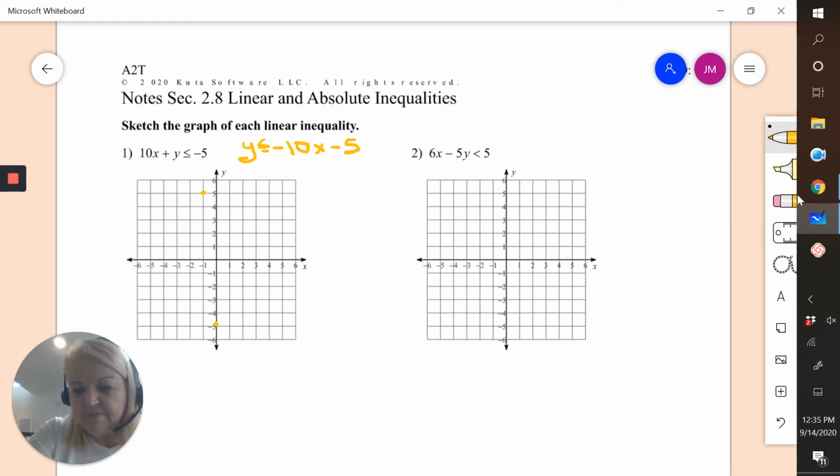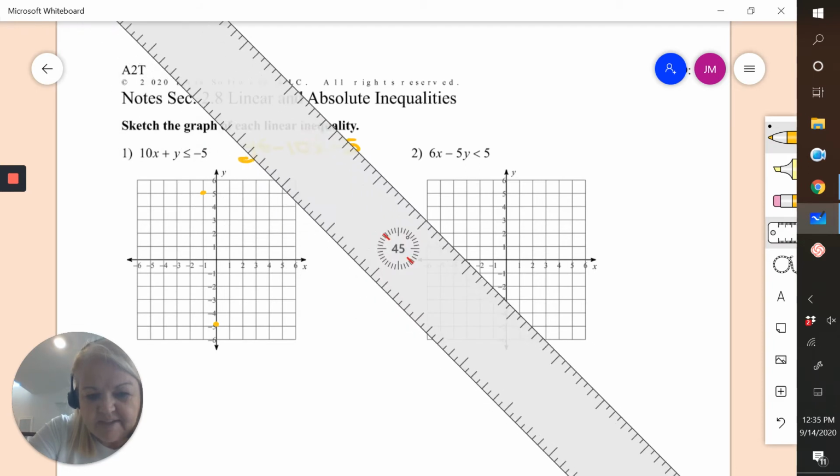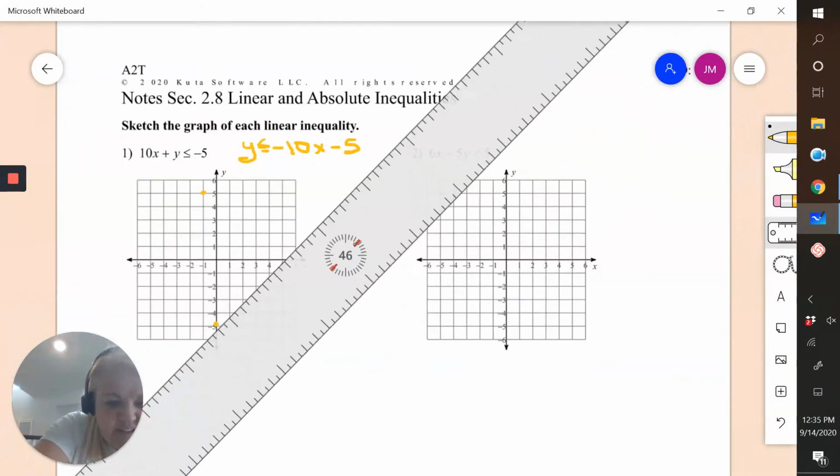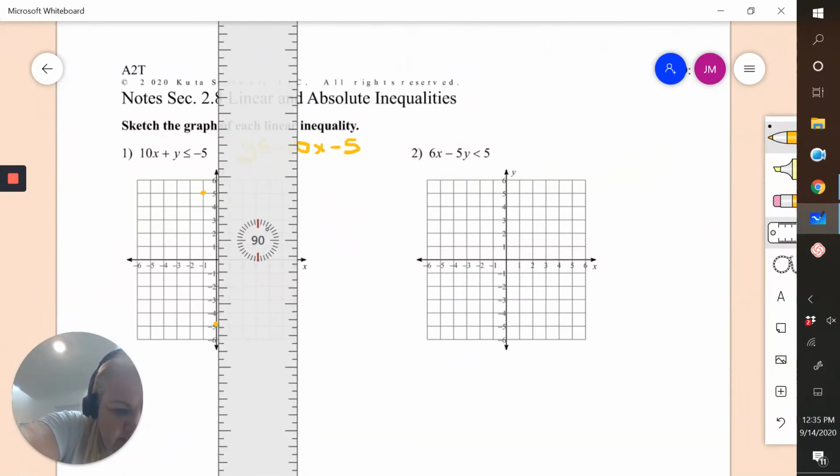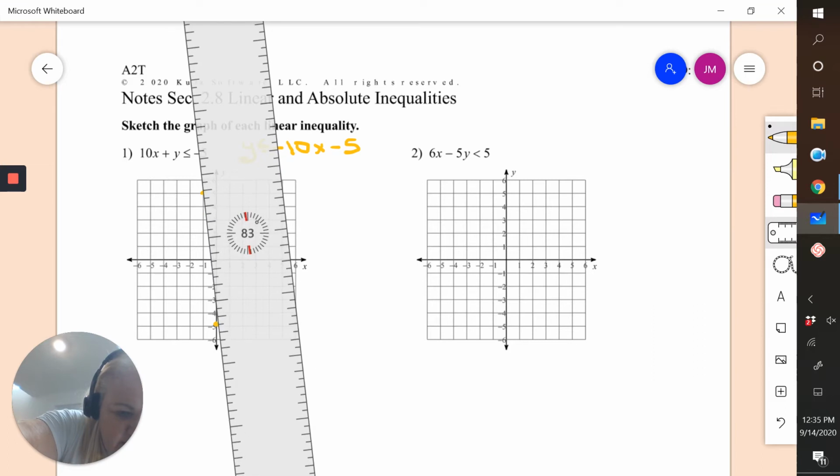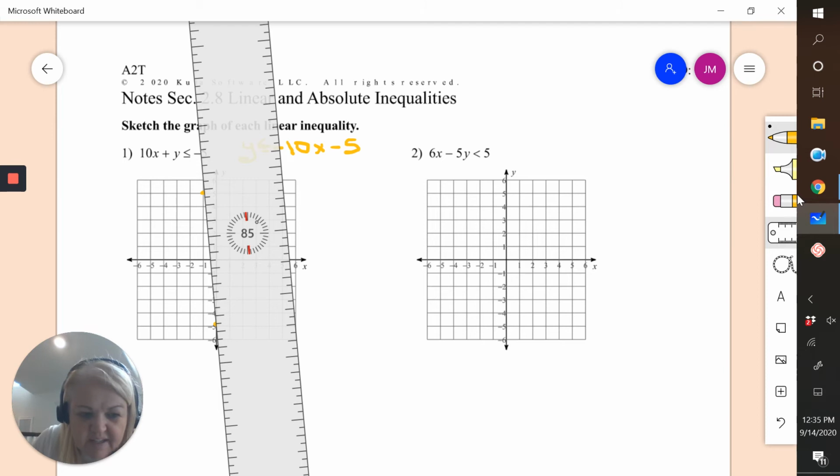So I'm going to get my ruler here, so I can draw a straight line, because you guys know how bad I am at drawing straight lines, obviously. They become very crooked. I'm going to line it up with the 2 points, and I'm going to go ahead and draw my solid line. Okay, take my ruler away.